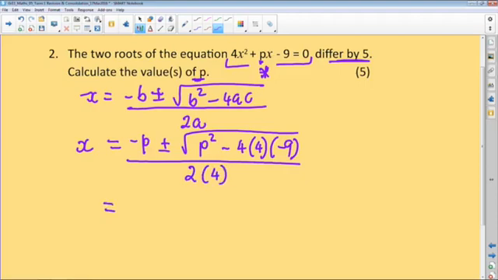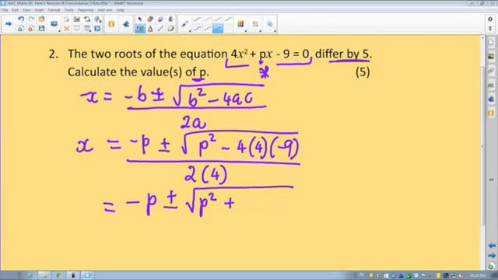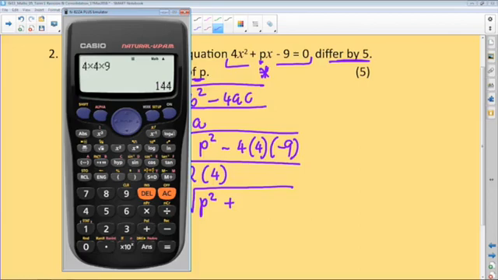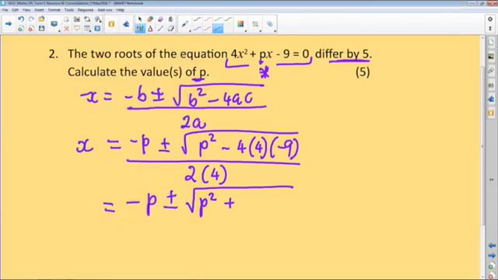Then that simplifies to minus p plus or minus the square root of p squared plus, now your 4 times 4 times 9, it's 144. So that is 144 all divided by 8. Now, so this is how we work out the roots of this quadratic equation.